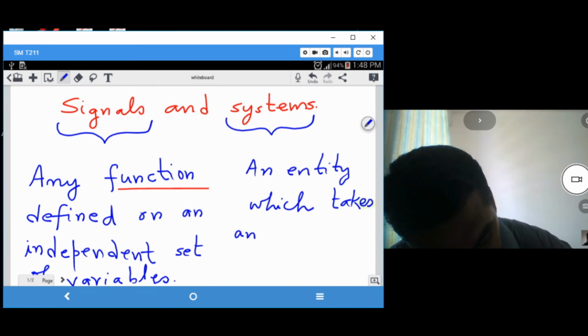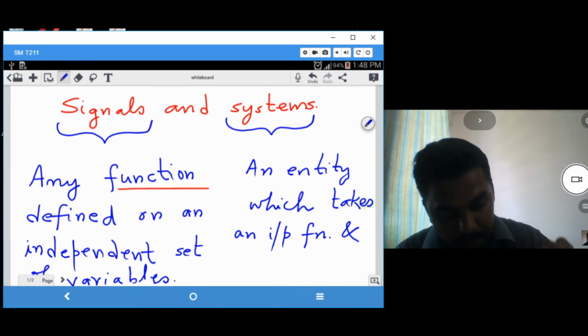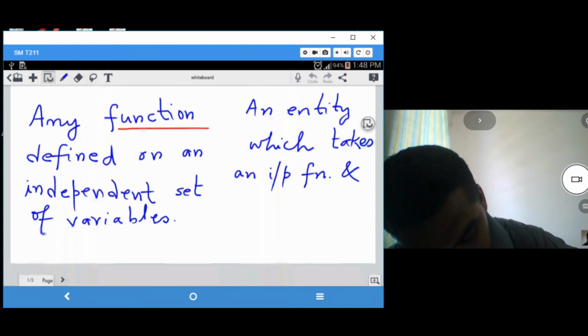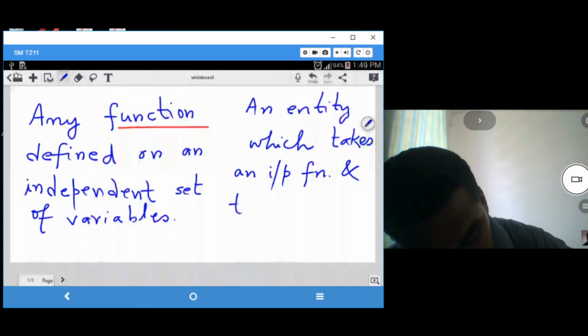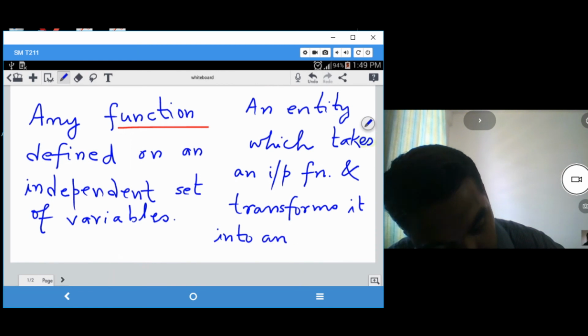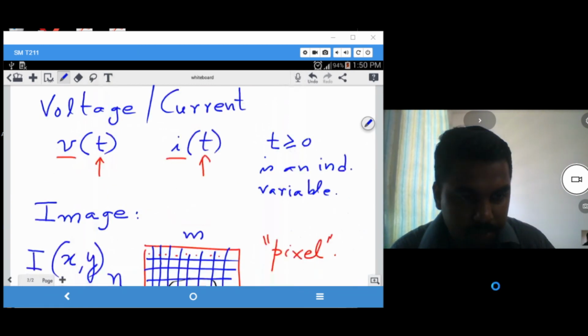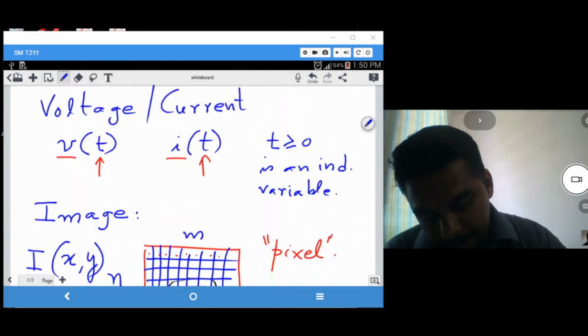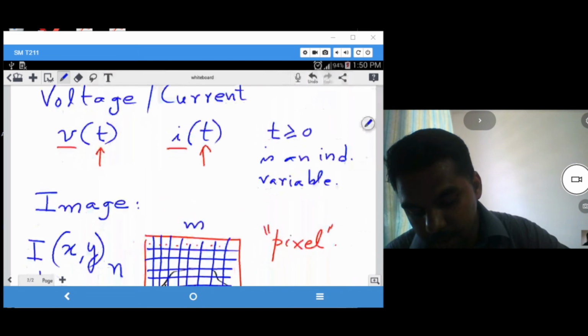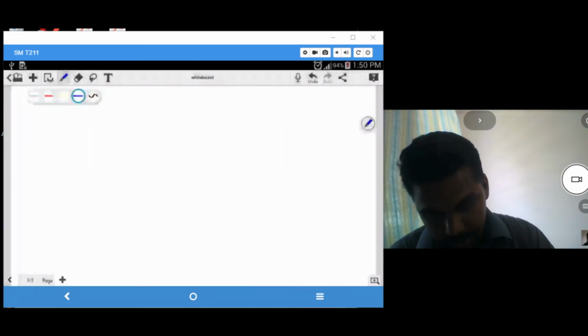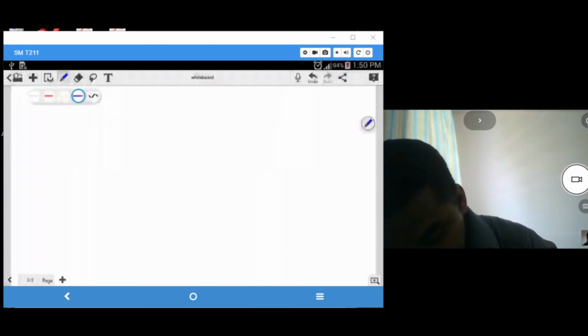and transforms, let's say, use this word, transforms it into an output function. We can now represent a system using a block diagram. So let us see the block diagram which represents the system.